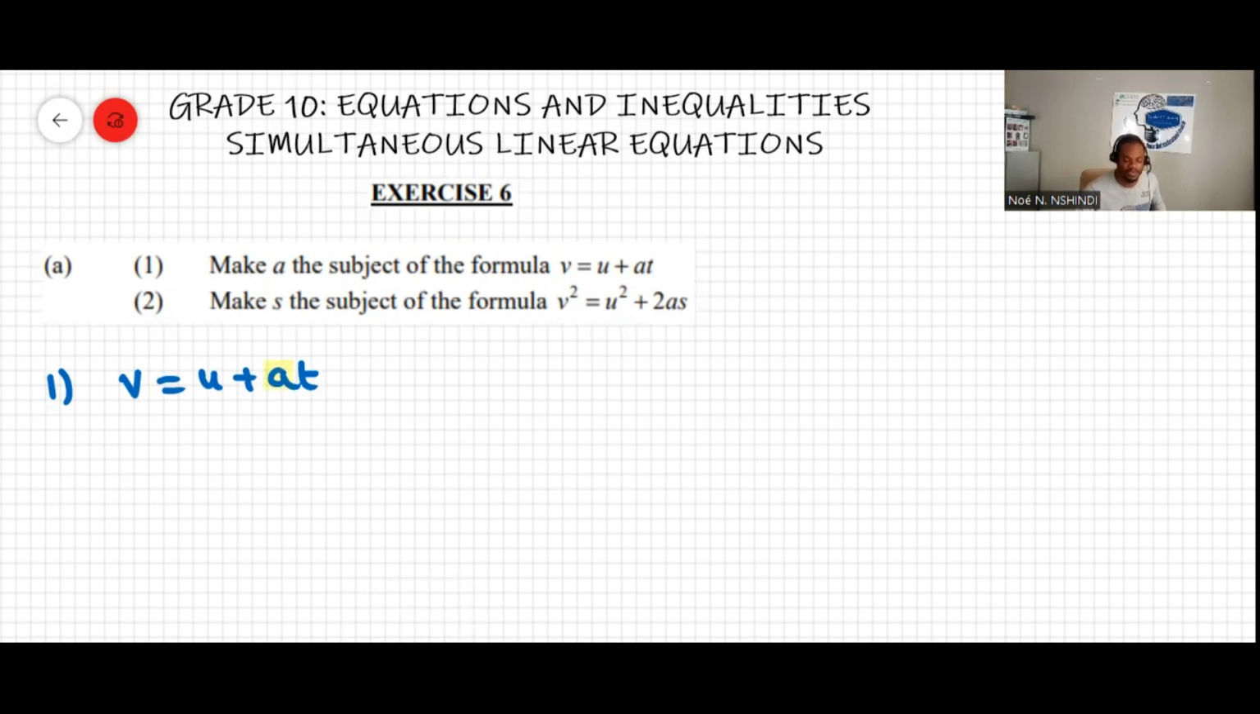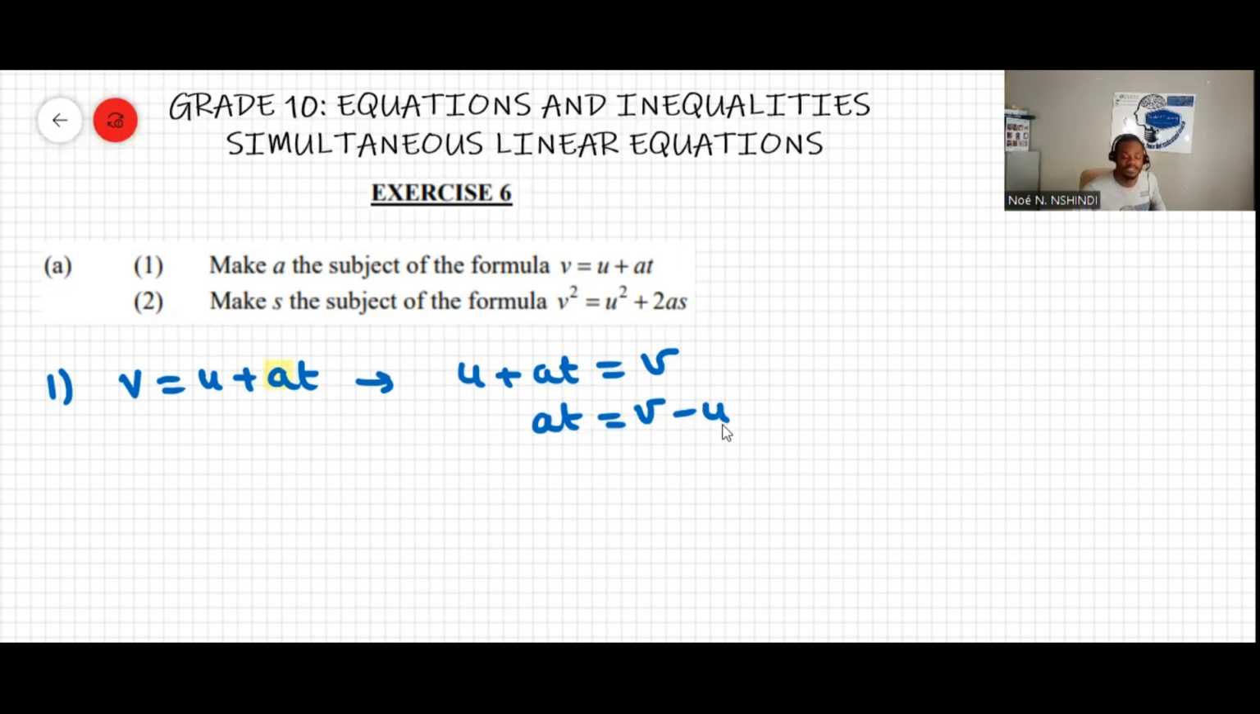So A here, what we can do here is that I prefer to keep the unknown on the left-hand side, okay? So let's just reverse the equation. It's gonna be like U plus AT equal V, okay? Now I can move the U over. That's gonna be like AT equal to V minus U, not U, but this letter U.